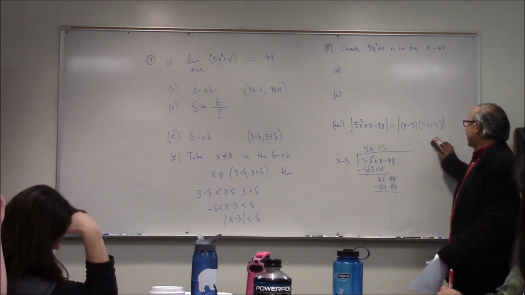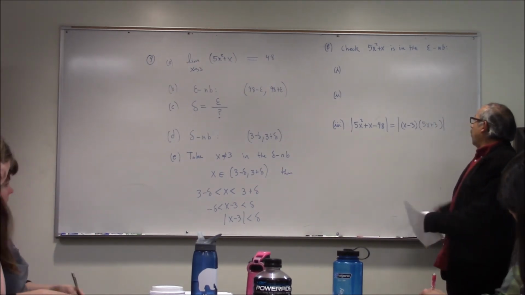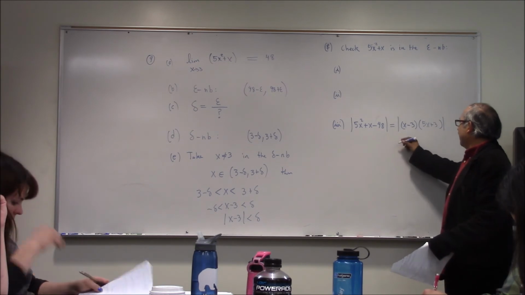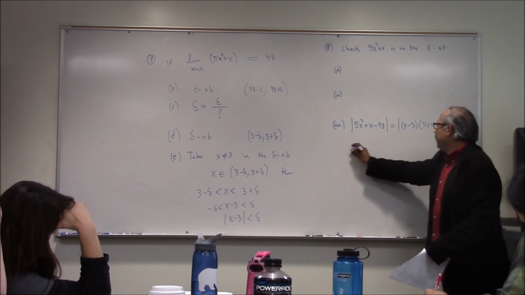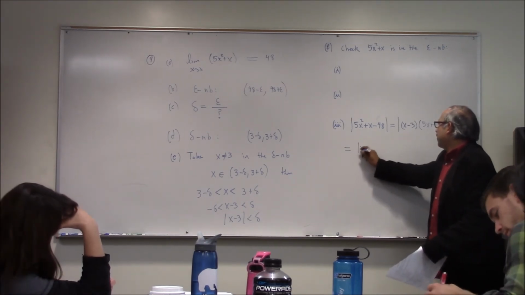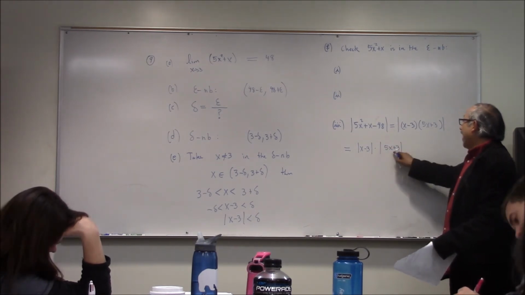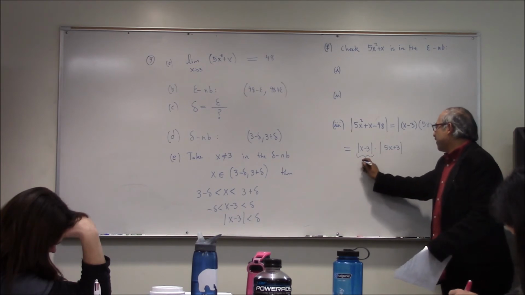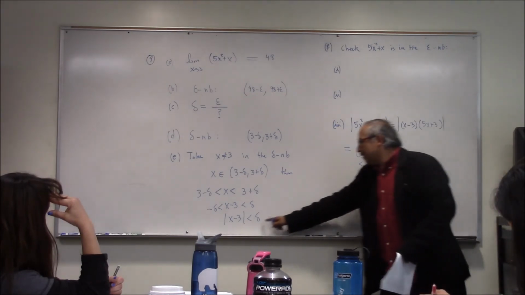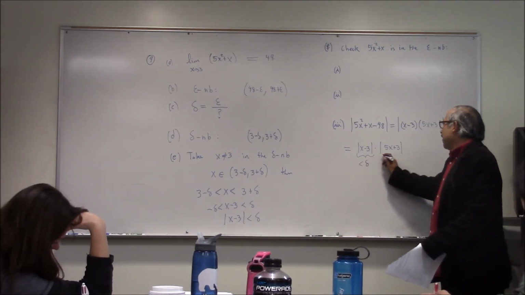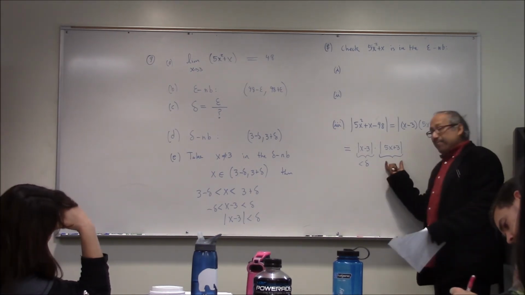Can I erase it, guys? Okay. This guy, I should have done this on that side. This guy, I break this, I'm going to put the equal sign here. Equal x minus 3 times 5x plus 3. So I know that this guy is less than what? This guy is less than delta. And this guy, I don't know. That's the reason I need to estimate this guy.